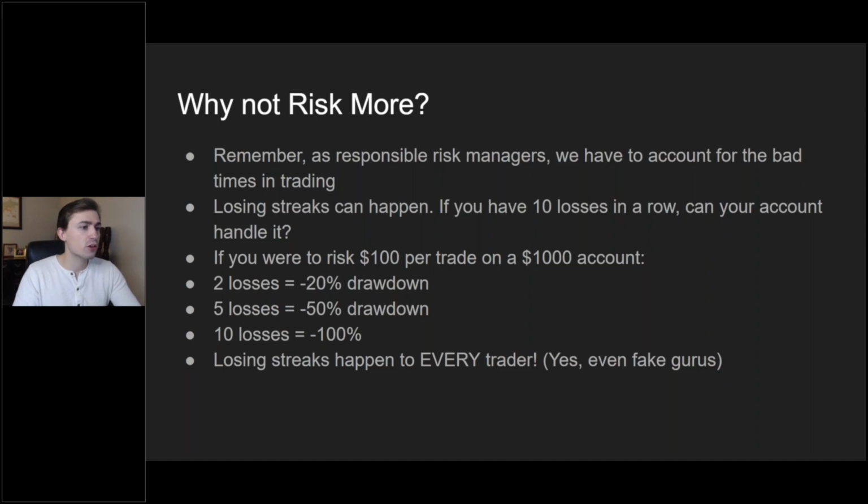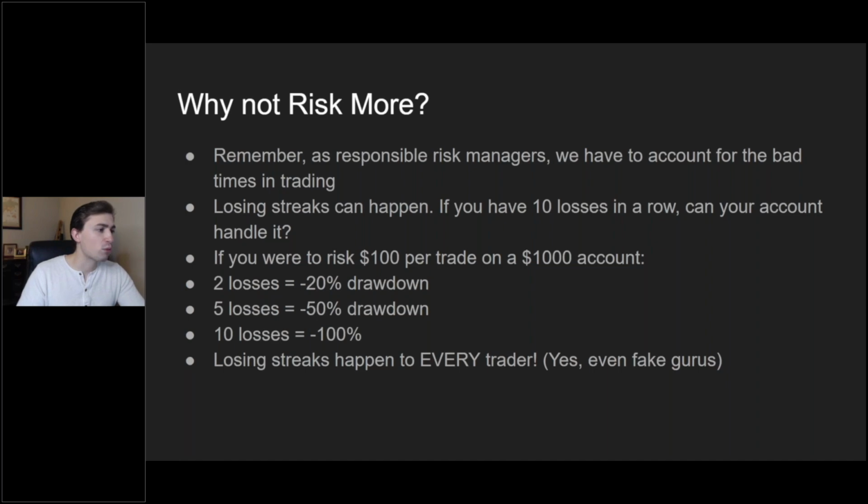If you're risking 10% per trade on a $100 account, you're risking 10 bucks, and okay, 10 losses are going to happen at some point, even to the best of traders. That would blow your account, right? If you're risking 10% per trade, you're going to blow your account basically. So that's not a feasible option. We have to think about that, because we can expect it to happen at some point. We have to be accounting for that.